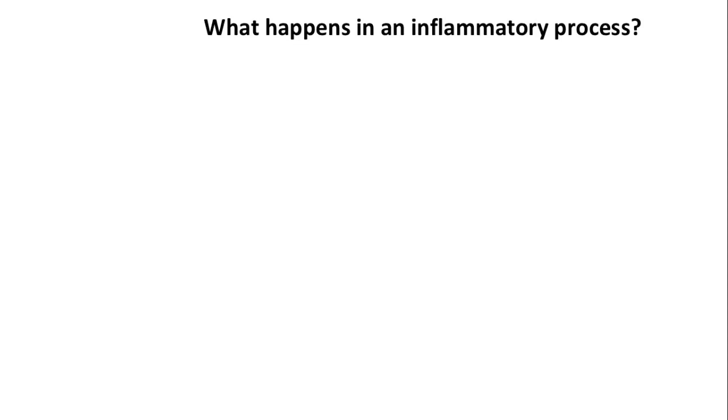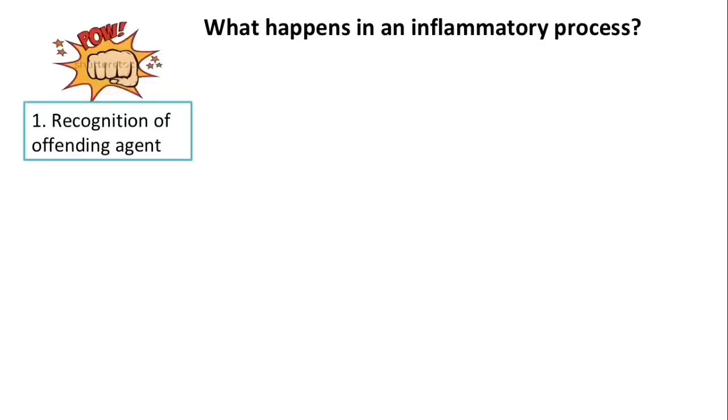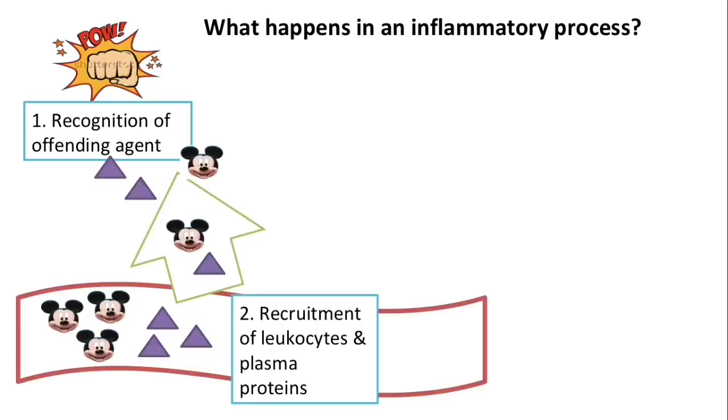Okay, so now down into the pathogenesis of acute inflammation. What actually happens in an inflammatory process? Okay, so number one, of course, you will have that injury or infection or trauma, etc. So that is your offending agent. The first thing that happens is your body will recognize the offending agent, and that leads to the process of recruitment of leukocytes and plasma proteins to the site of injury.